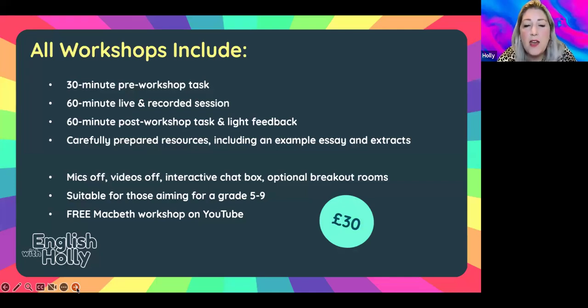And we tend to communicate mostly through the interactive chat box. So I might put out a question or ask them to order some information, and then they will all do that in the chat box, and then we'll discuss the range of answers we've got there. They are suitable for those aiming for a grade 5 to 9. People aiming for a grade 3 or 4 are very welcome, but I also try to include what people aiming for a grade 9 might need, and so that can sometimes feel a bit too overwhelming for those aiming for a grade 3 or 4.